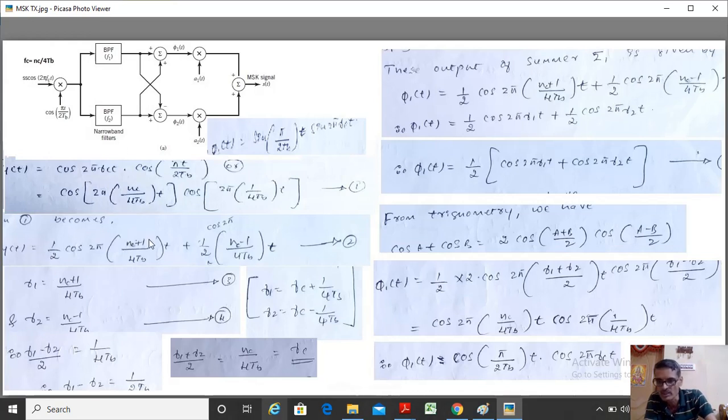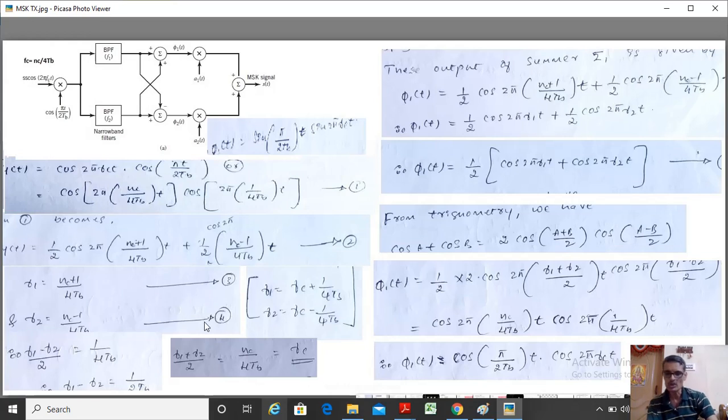Say F1 is equal to NC plus 1 by 4 TB. That's what I have assumed. NC minus 1 by 4 TB is my F2. Okay, so what happens here in the bandpass filter? This particular component is passed by this bandpass filter, and this particular component is passed by the second bandpass filter.